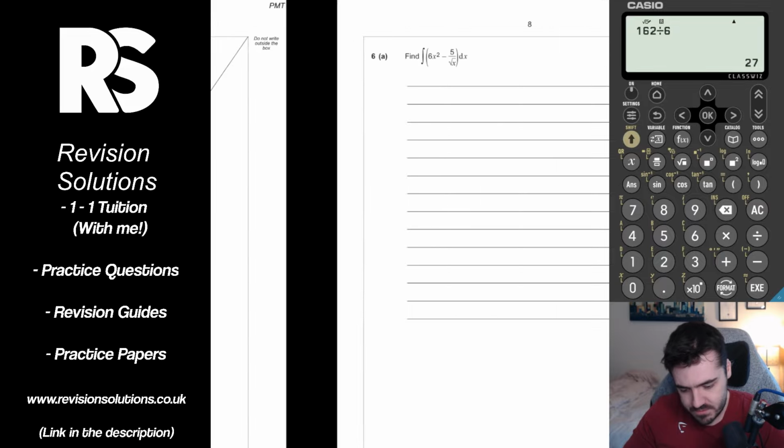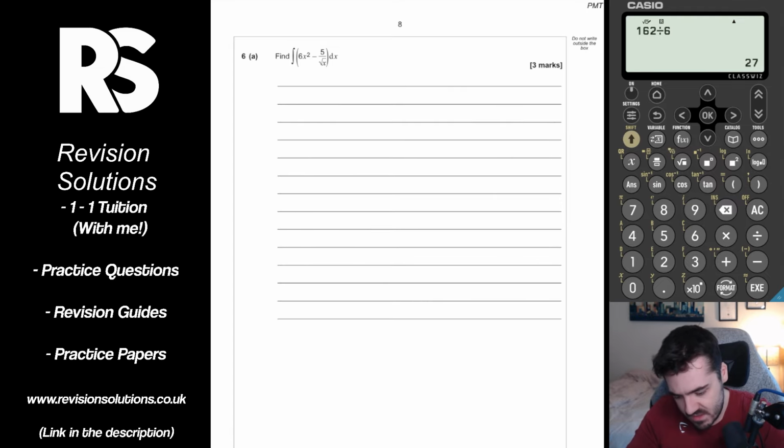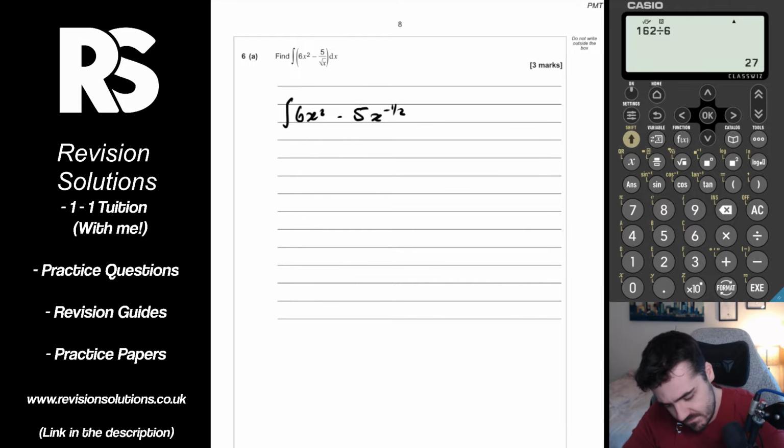Moving on to the next question. 6a, we've just got an integral to do, so they're all powers of x. So if we want to use the rule, let's just take the time to write it as powers of x. So the 6x squared is fine. But if we have 5 over root x, that would be minus 5x to the minus half. Then using the power rule, 6 over 3 is 2, so we'd have 2x cubed, and then minus 5 over a half, that would be minus 10x to the half, plus c.